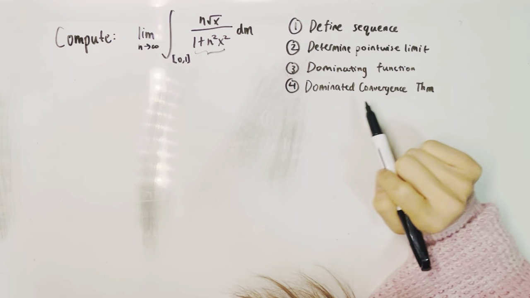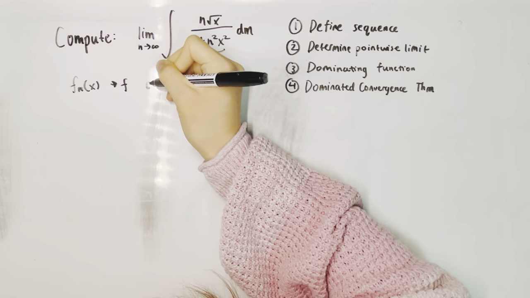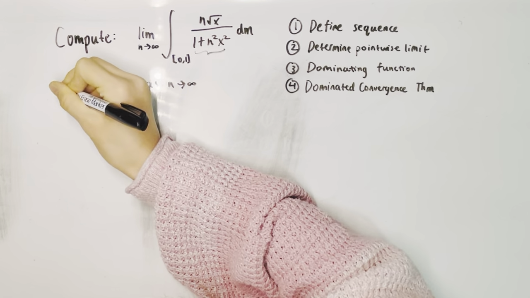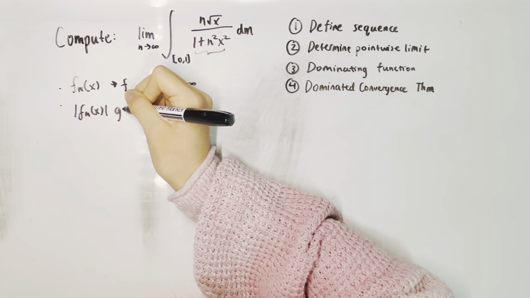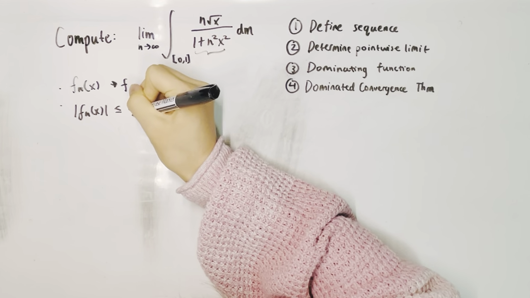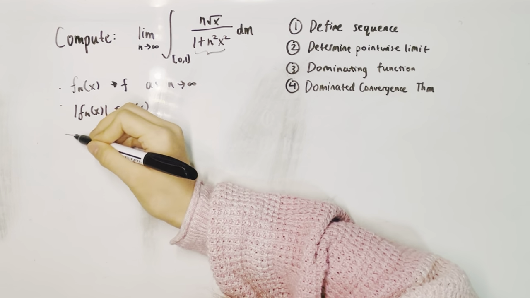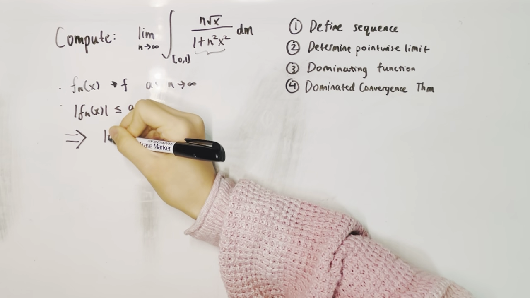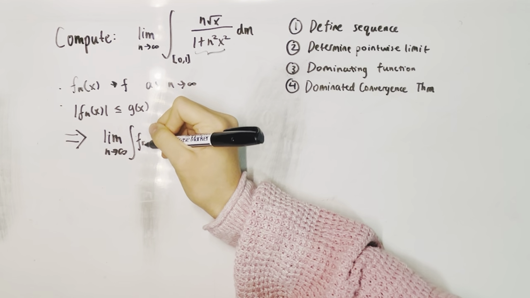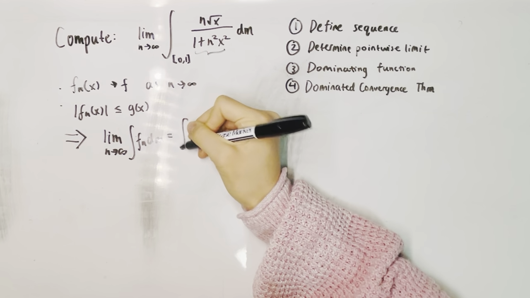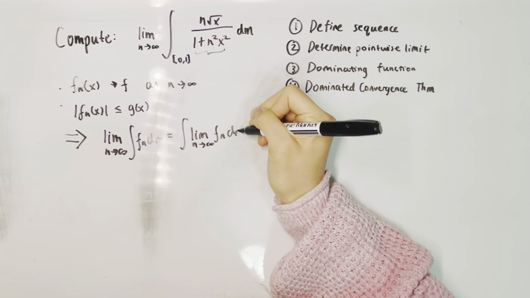Again, Lebesgue's dominated convergence theorem tells us that if we have a sequence of measurable functions f_n(x) converging to f as n goes to infinity, and also we have a dominating function g(x) which is Lebesgue integrable, then we can pull this limit inside. So the limit as n goes to infinity of the integral of f_n dm is equal to the limit inside the integral, which is equal to the integral of f.